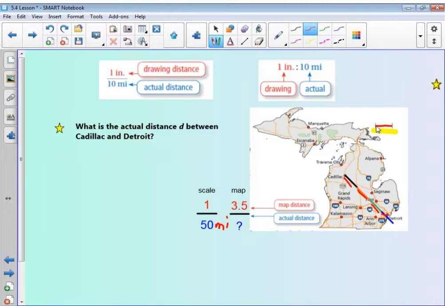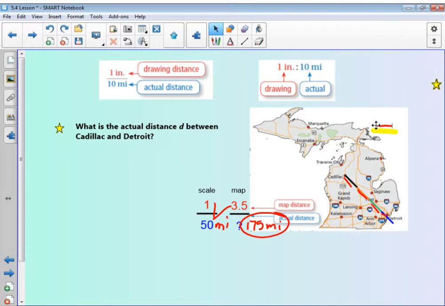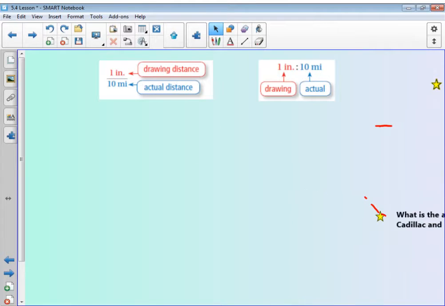So now we get to work like we did previously. We're going to cross multiply and then divide. So we're going to take 3.5 times 50, and then that divided by 1 is still the same. So 3.5 times 50 gives me 175 miles. So it's actually 175 miles between those two locations. Okay, so we're going to go ahead and practice using a scale and finding a distance.